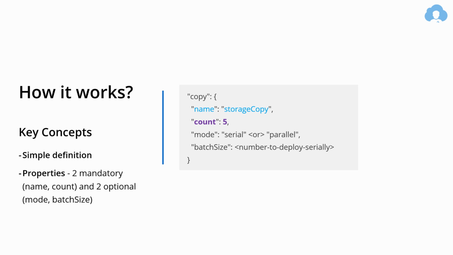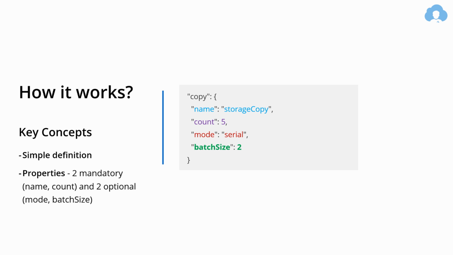With mode, you can specify whether you want to deploy your resources serially or in parallel. By default, it's parallel. But if you want, you can specify this mode to be serial, in which case you can specify how many resources in a batch should Resource Manager provision before moving on. If you type 1, this will be a sequential deployment for every storage account. There's very few scenarios where you want to deploy serially, so in most cases just leave those 2 out of your copy loops, because they are optional.